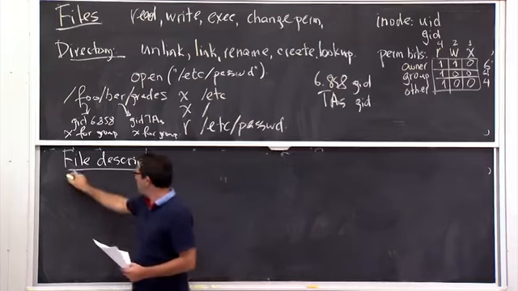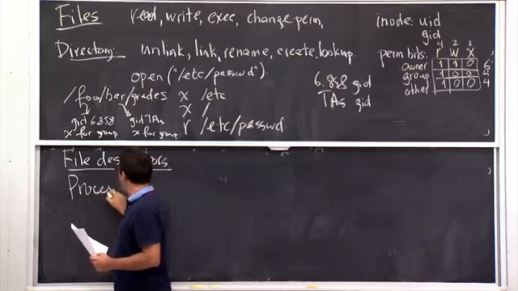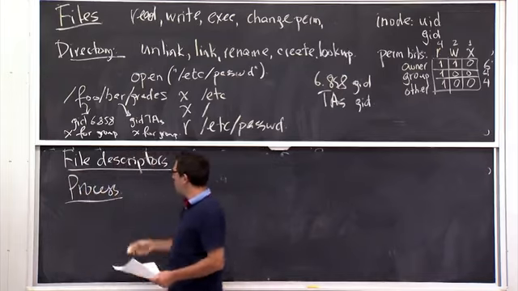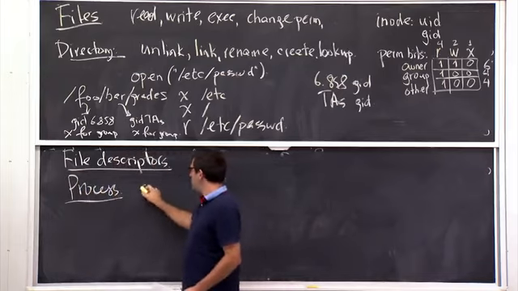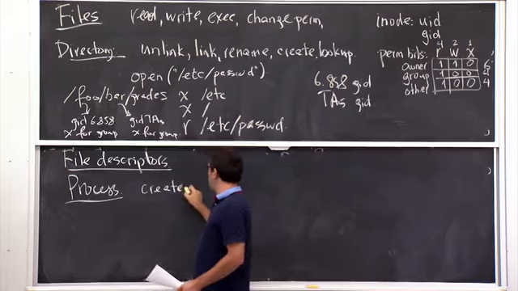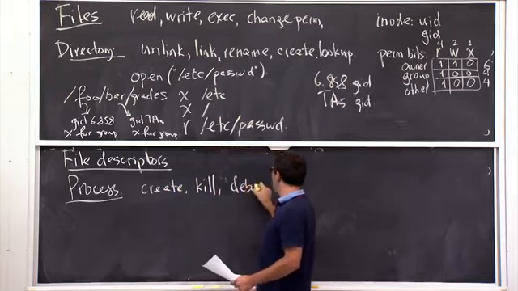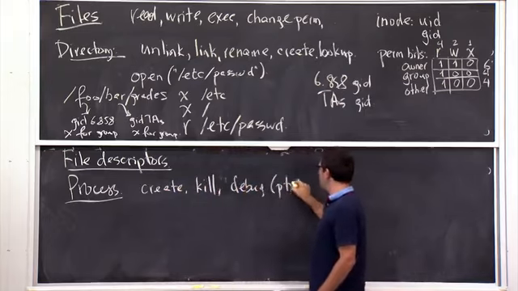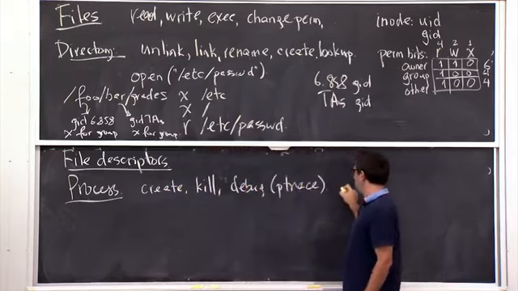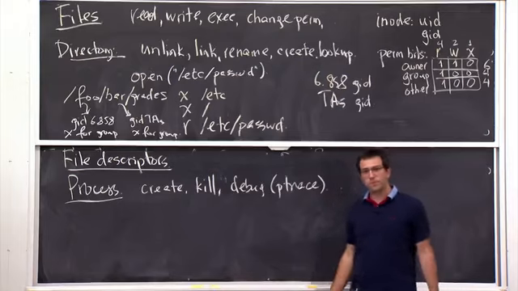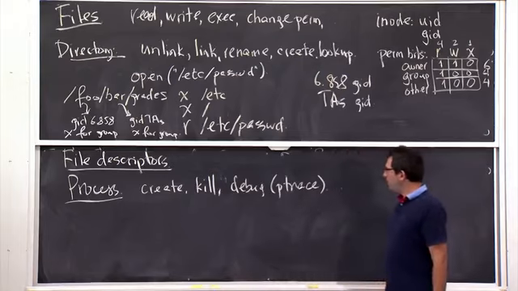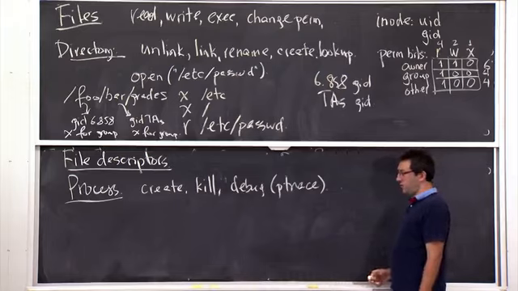OK, so what about processes? What are the rules there? What can you do to a process? And in Unix, it's fairly simple. You could create a process. You could kill it. You could debug it. There's this mechanism called ptrace in Unix, and probably a couple of other things. And the rules are relatively straightforward.